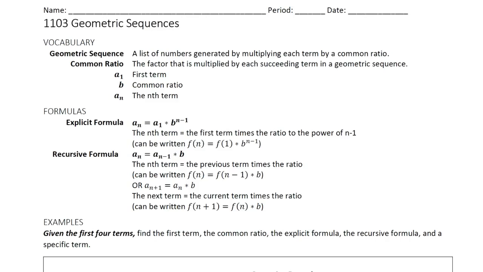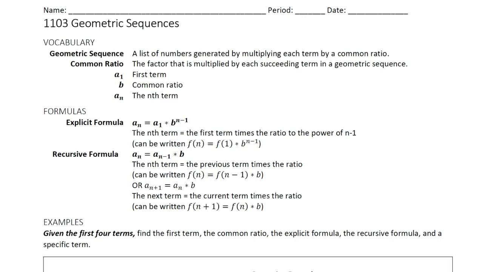Geometric sequences. A geometric sequence results when you multiply a number by another number called the ratio, and then multiply the answer by the ratio again, and then keep multiplying your answers by the same ratio. That is called a geometric sequence. The very first term is called a sub 1. The ratio we will call b, although many places call it r.